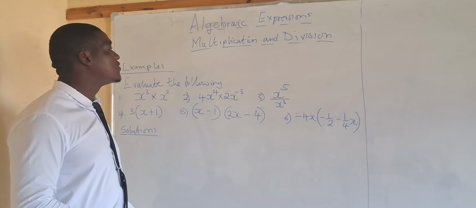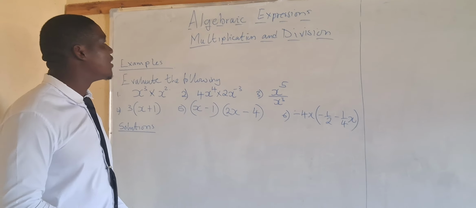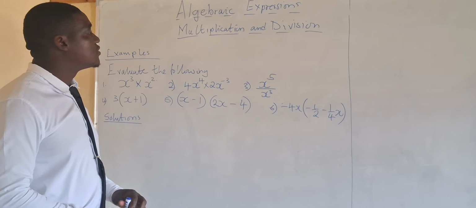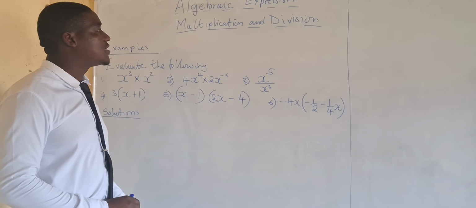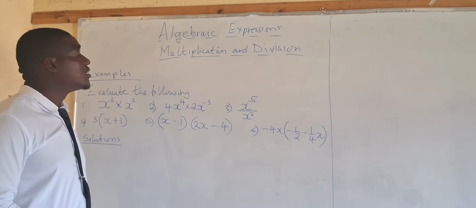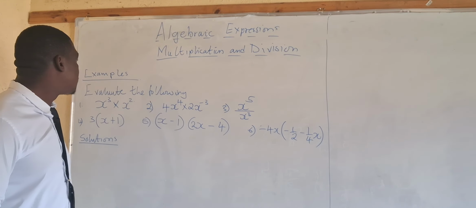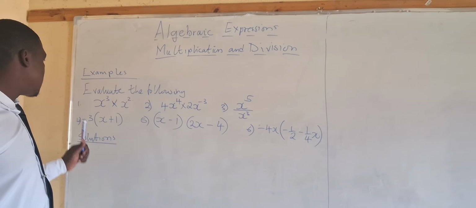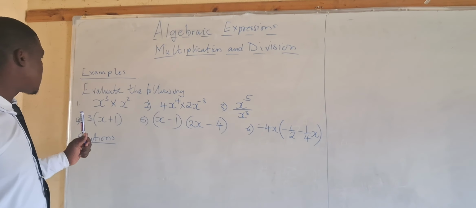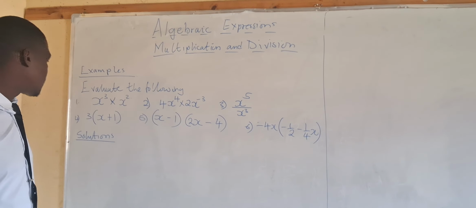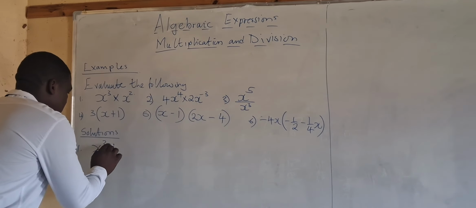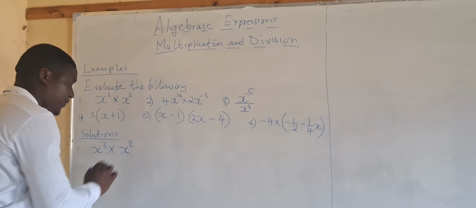Good afternoon. Today we are continuing from where we were last day. So today we are doing multiplication and division. Multiplication and division examples. We are evaluating the following. Number one, we are saying x cubed times x squared.